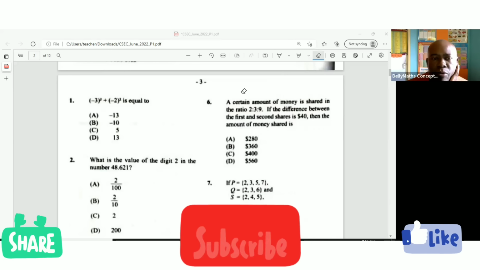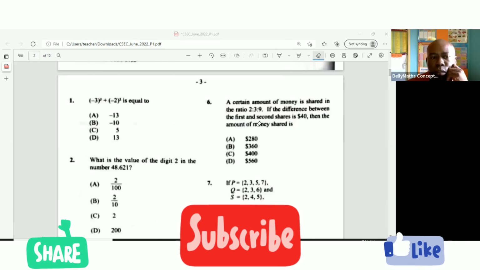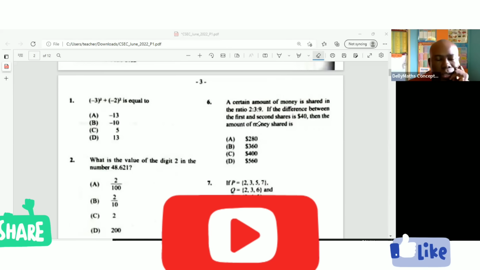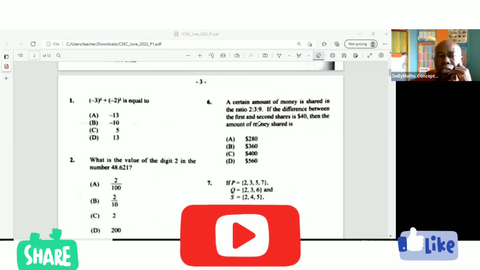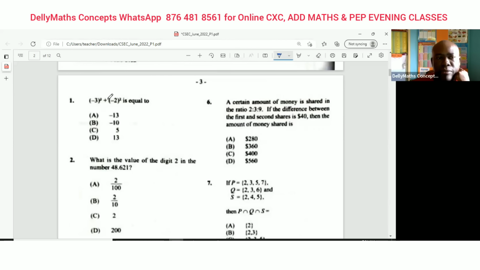Welcome back again. What we're looking at now is the paper 1, June 2022 general paper, CSEC. All right, so for this one, what we're looking at is negative 3 squared plus negative 2 squared. The moment we square anything, it's always positive. So that's 9 plus 4, 13.